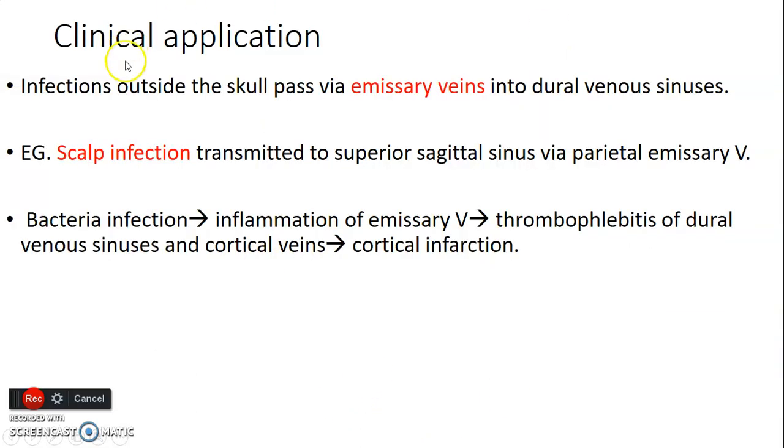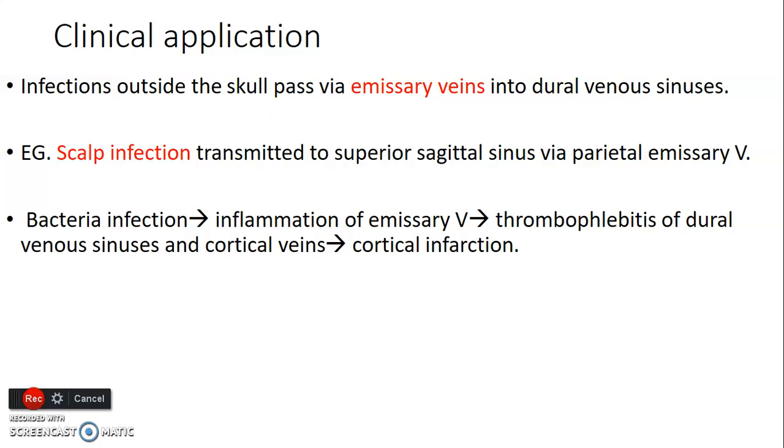So what's a clinical application of these emissary veins? Because of the communication between intra and extracranial, you're able to pass infection from the outside, maybe the scalp, into the dural venous sinuses. So scalp infection can get into the superior sagittal sinus via parietal emissary veins, for example. Bacterial infection can cause inflammation of the emissary veins. Then you form clots within the emissary veins and the venous sinuses.